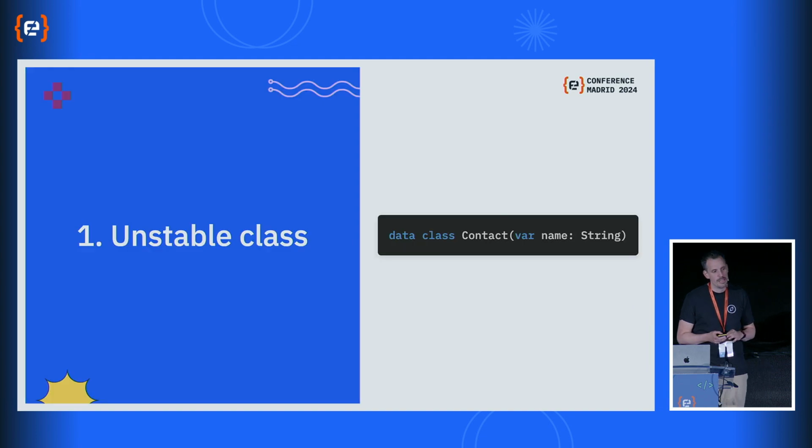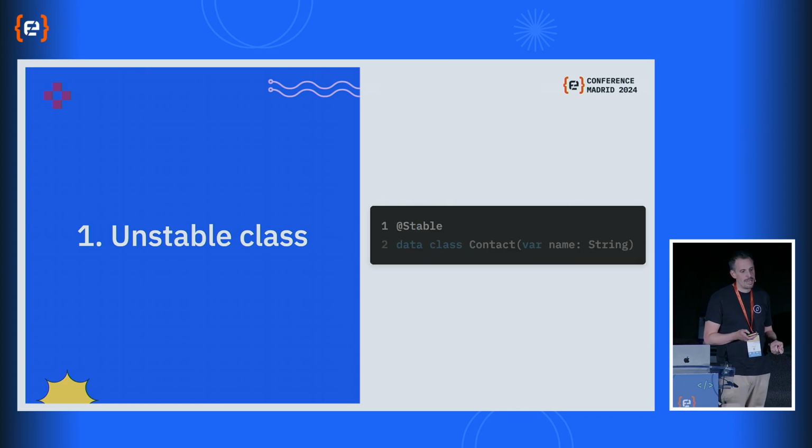So the first one, an unstable class. We said that if the class is not stable, the composable cannot be skipped. It's not skippable. So what we can do, if we are sure that we are not going to do anything tricky with this class that is not stable because of the var, is to add the stable annotation. With this annotation, we are letting Compose know that we want to use this class as a stable class.